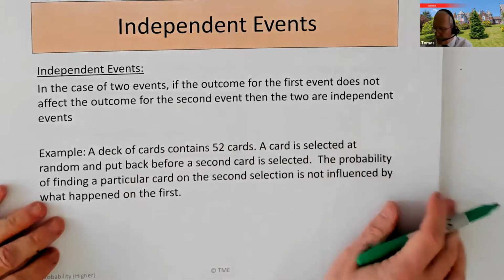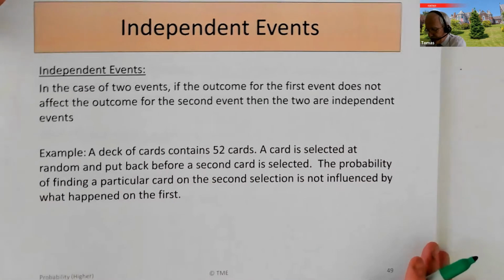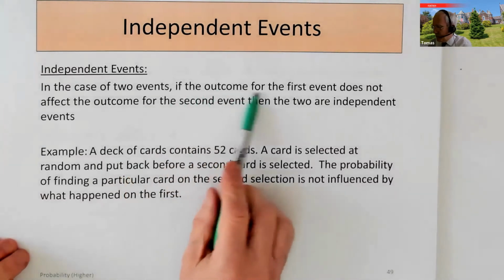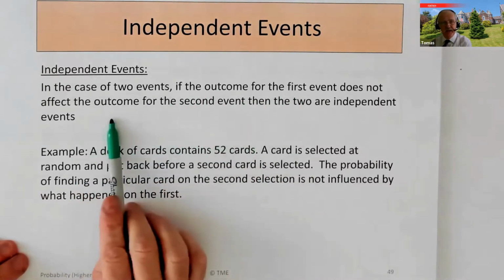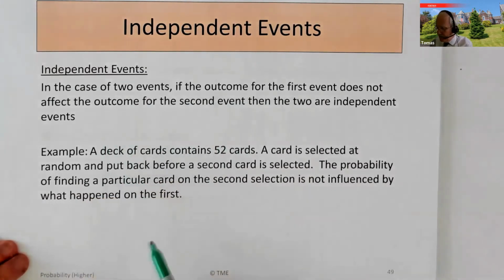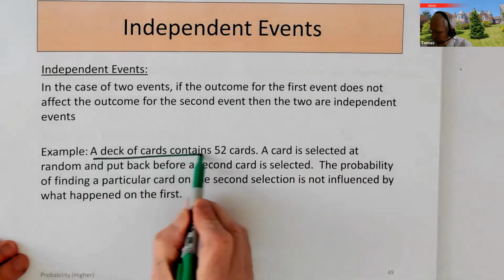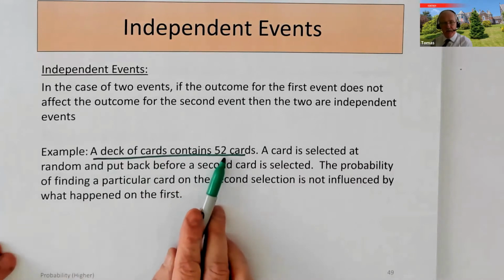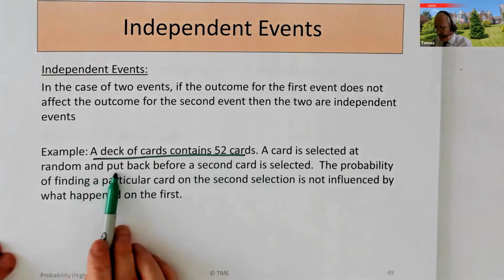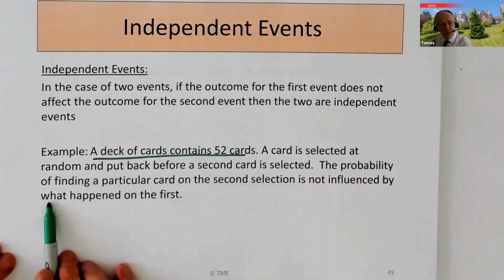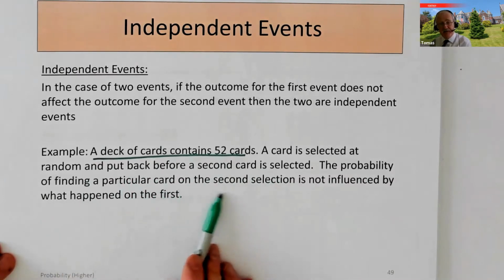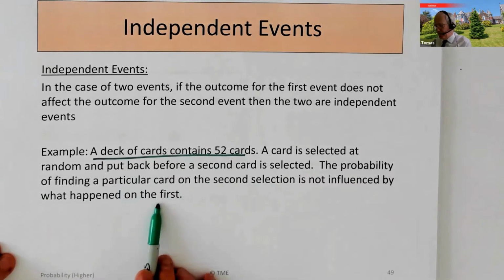The first terminology we're talking about is independent events. In the case of 2 events, if the outcome for the first event does not affect the outcome for the second, then the 2 events are independent. For example, a deck of cards contains 52 cards. A card is selected at random and put back before a second card is selected. The probability of finding a particular card on the second is not influenced by what happened on the first.